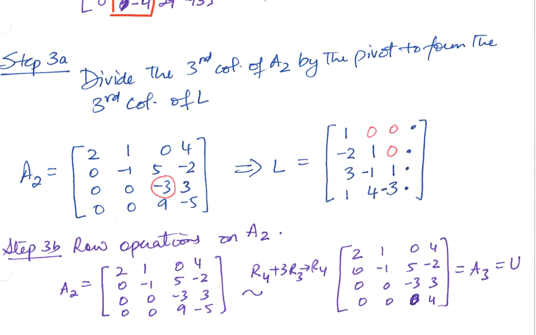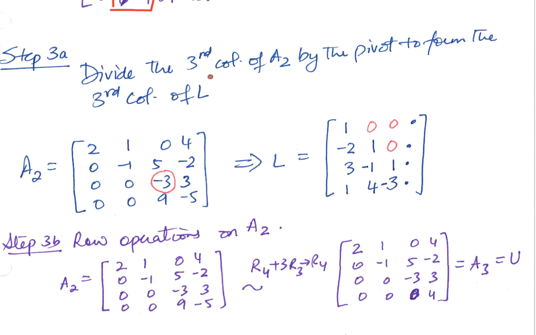Okay, now let's look at step 3A. In step 3A, we are now going to make this element to be 1. And remember, these two are already taken care of. We get these to be 0. We divide this by -3, and we get 1 and -3. And similarly, we will apply the row operations on A2, this matrix A2, and we will get our next matrix A3.